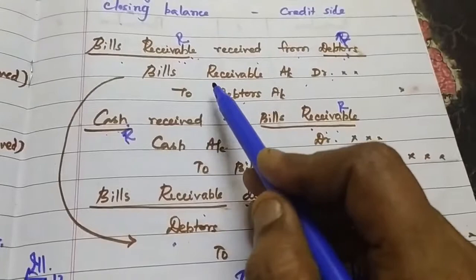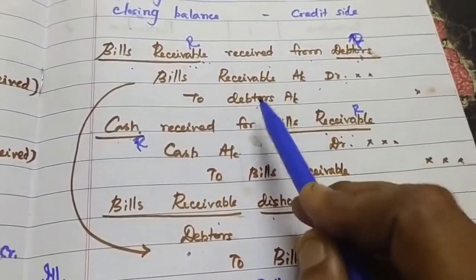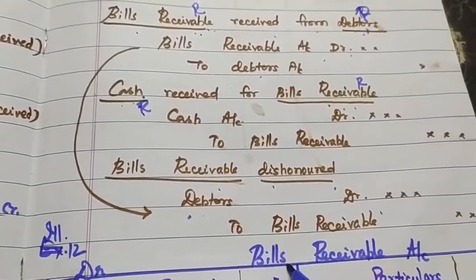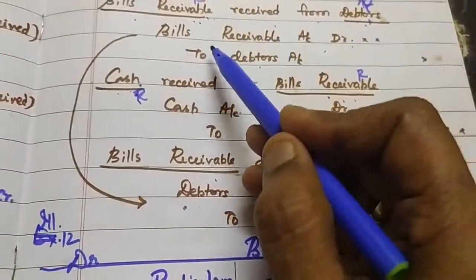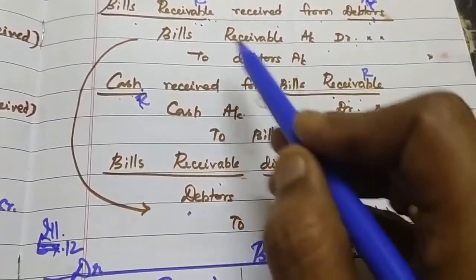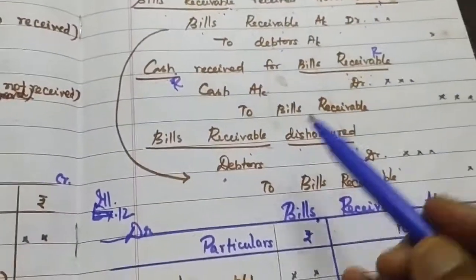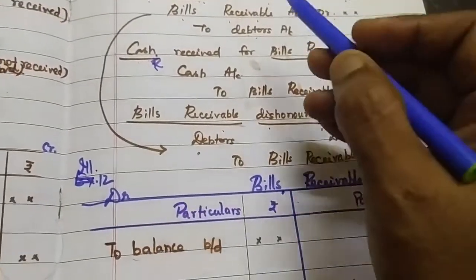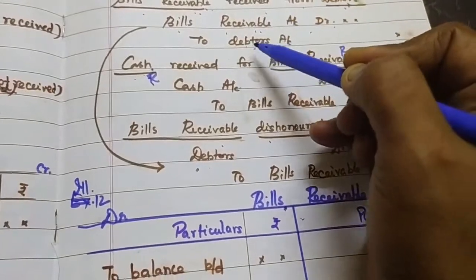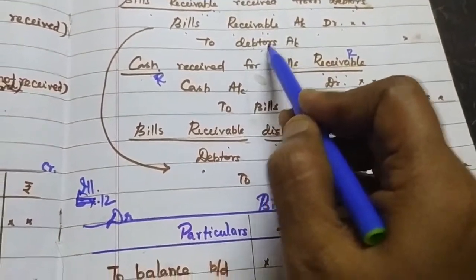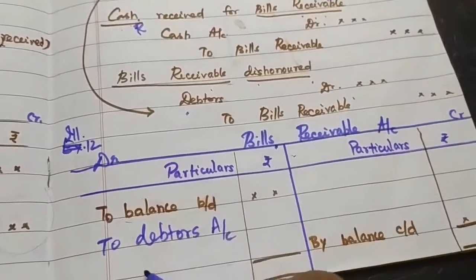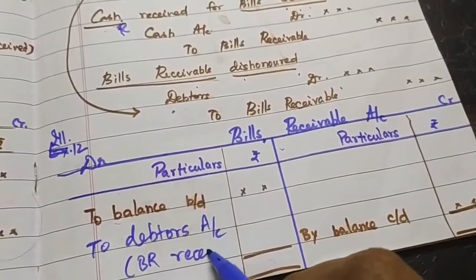And how to post this: bills receivable account debit to debtors. When you post it, you have to see bills receivable, where it is. When we are preparing bills receivable account, you have to see where is bills receivable, whether it is in debit or credit. First one is debit, this is credit. So bills receivable is in debit. So keep your hand in the debit side. In the debit side, we will not write bills receivable in bills receivable account. We will write the other aspect. So what is the other aspect in this journal? Debtors. So we have to write here to debtors account. This is bills receivable received during the year.